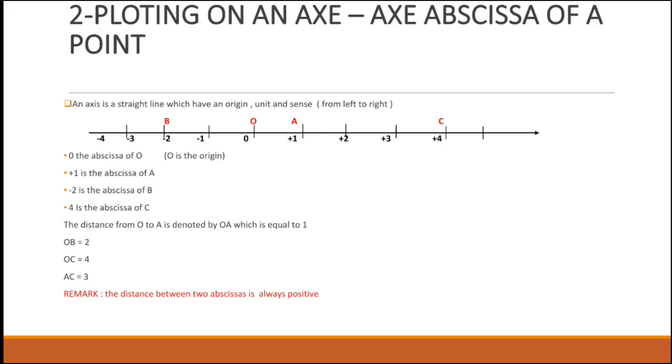Keep in your mind that the distance between two abscissas is always positive. Even if B is placed on the negative side, at minus 2, its sense is towards the negative, but the distance should always be positive. When I say I walked two steps, whatever direction I walked, forward, backward, right, left, it's two steps. I can't say I walked minus 2, because when counting, I always start from 0 and go forward.